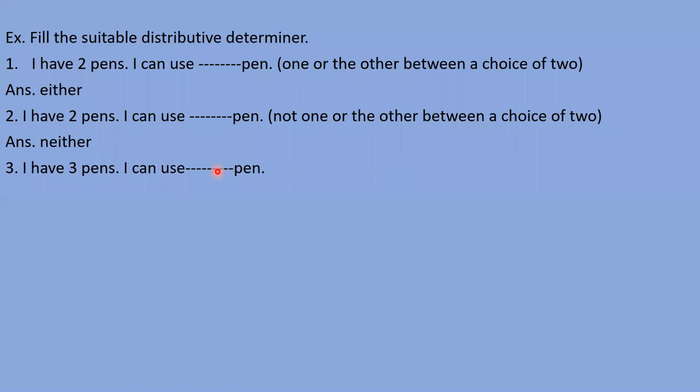What will you say? Either? No, either will not come. So dear friends, remember this: when you have 2 options, then you can say either or neither. But when you have more than 2 options, you need to say, like I tell you the answer, any. I have 3 pens. I can use any pen, right? But when you have 2 options, then you say I have 2 pens. I can use either pen, right? Have you understood my point? So in this way, here you have to use any.